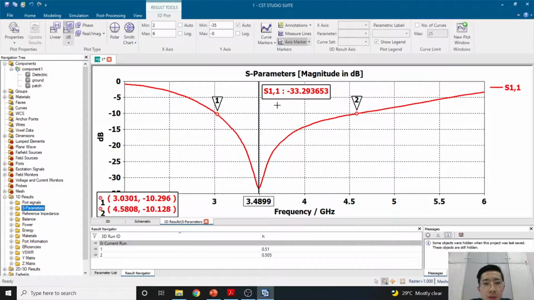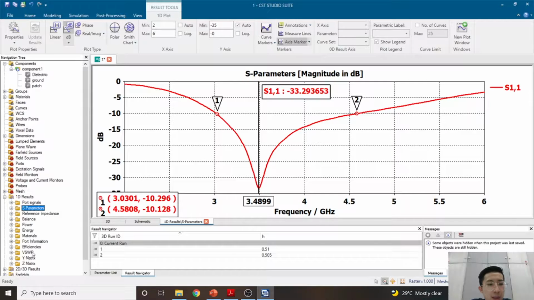So we use negative 10 dB to determine the bandwidth. The first point is 3.03 GHz and the second point is 4.58 GHz. In order to find the bandwidth, we need to take the higher value minus the lowest value. 4.58 minus 3.03 is equal to 1.55 GHz.